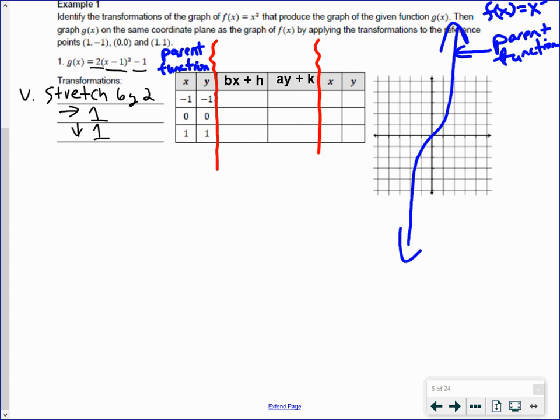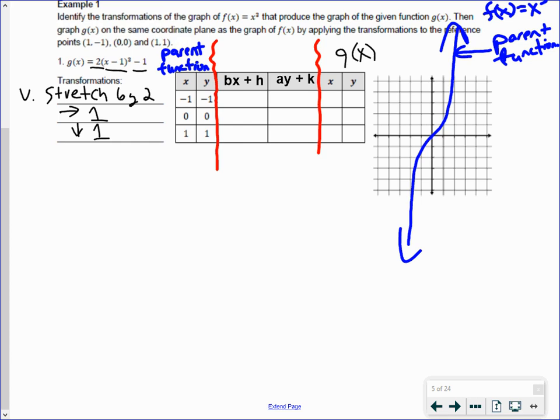So now we're going to go ahead and use our transformation rule. Our transformation rule is bx plus h for our x values and ay plus k for our y values. And we're going to use our reference points, -1, -1, 0, 0, and 1, 1. We're going to apply them to bx plus h and ay plus k to give us our g of x points. So the first thing we want to do is bx plus h. Well, actually, before we do that, let's take a step back.